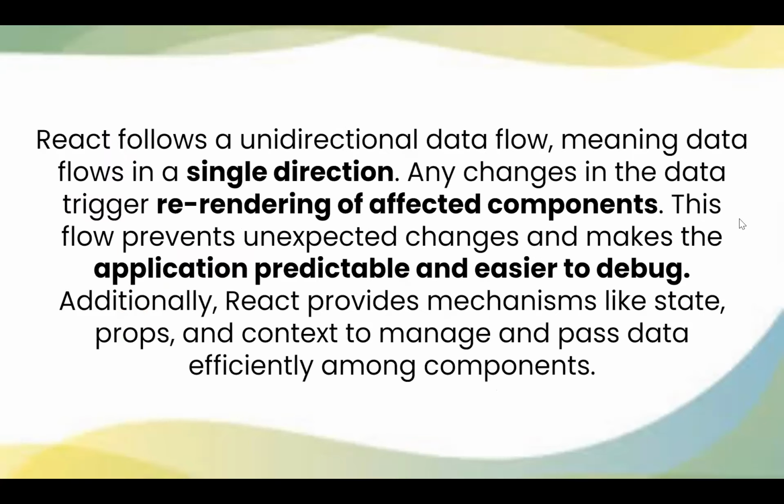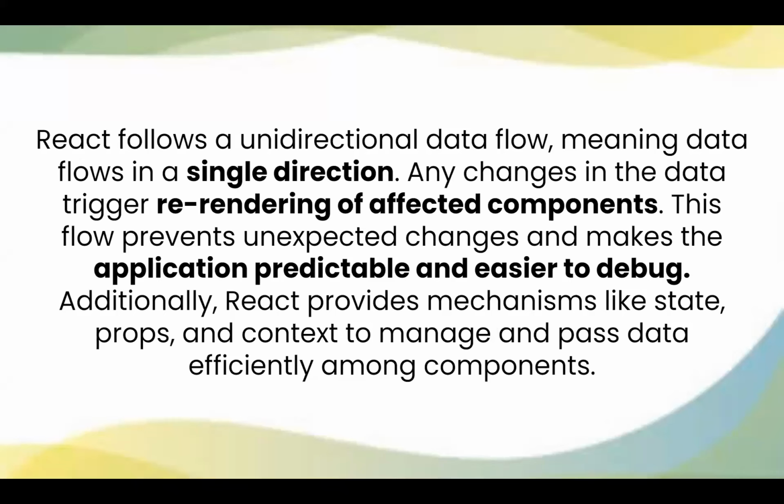Now let us get to the answer. So React follows a unidirectional data flow, meaning data flows in a single direction. Any changes in the data trigger re-rendering of the affected components. This flow prevents unexpected changes and makes the application predictable and easier to debug. Additionally, React provides mechanisms like state, props, and context to manage data and pass data efficiently among components.